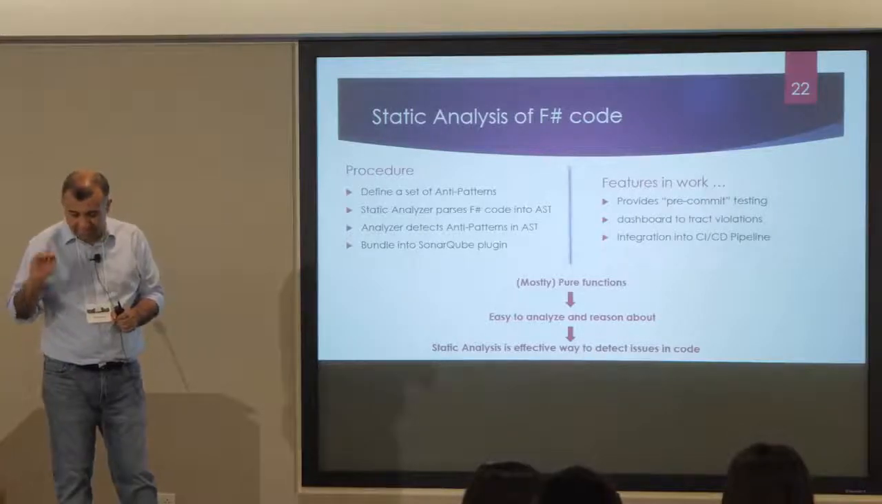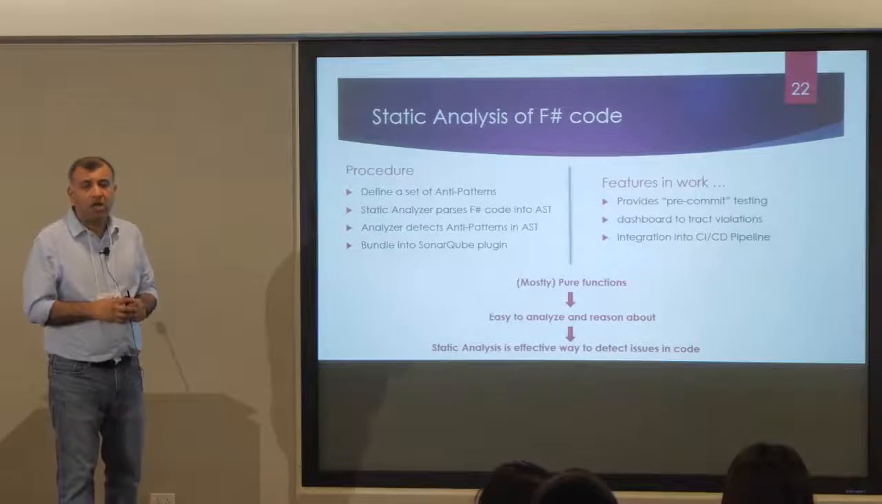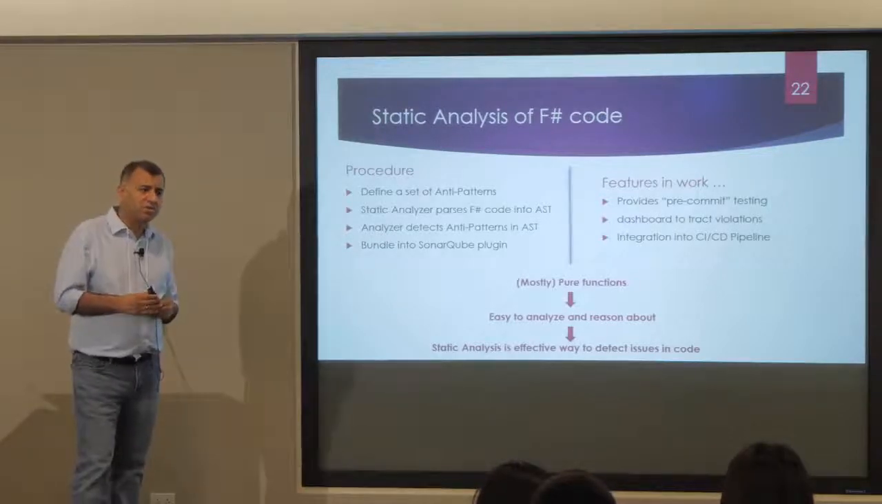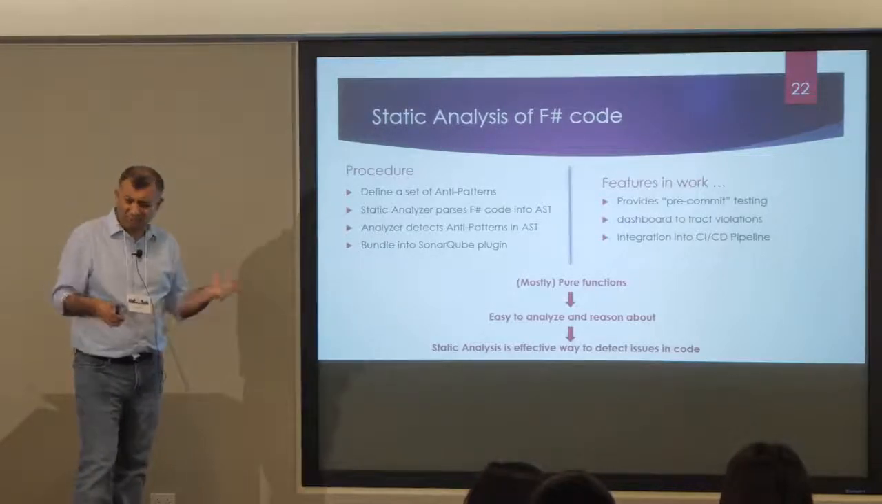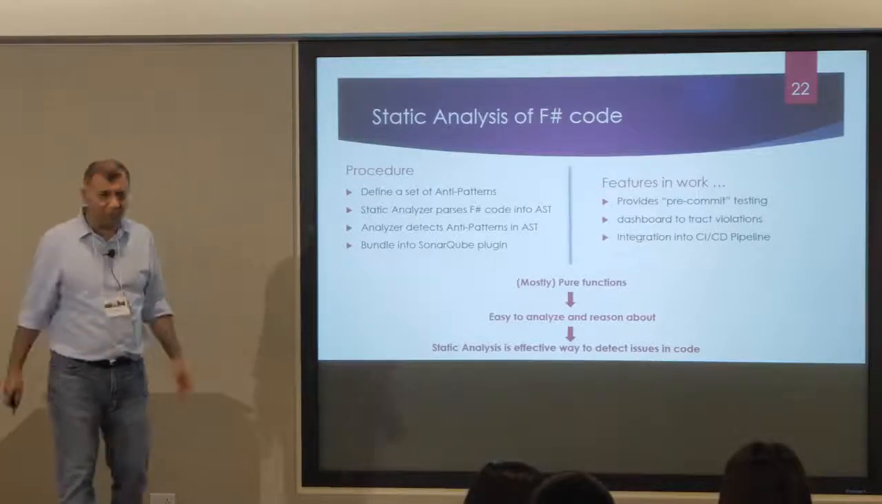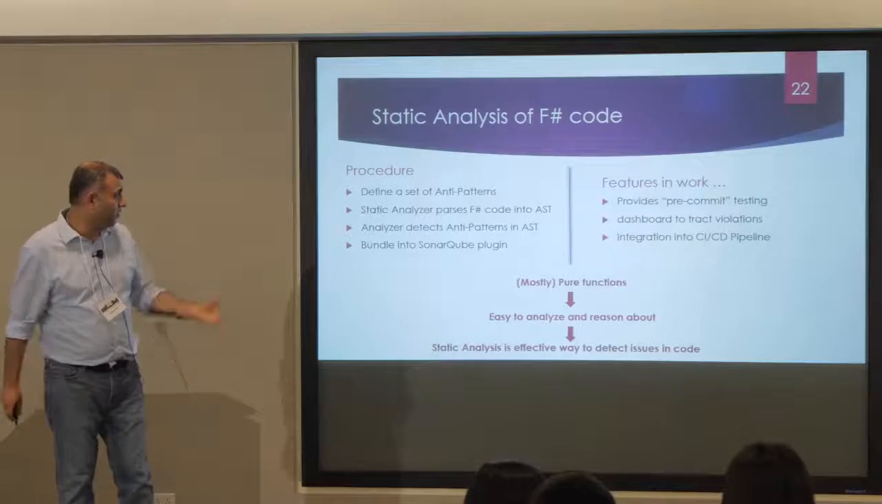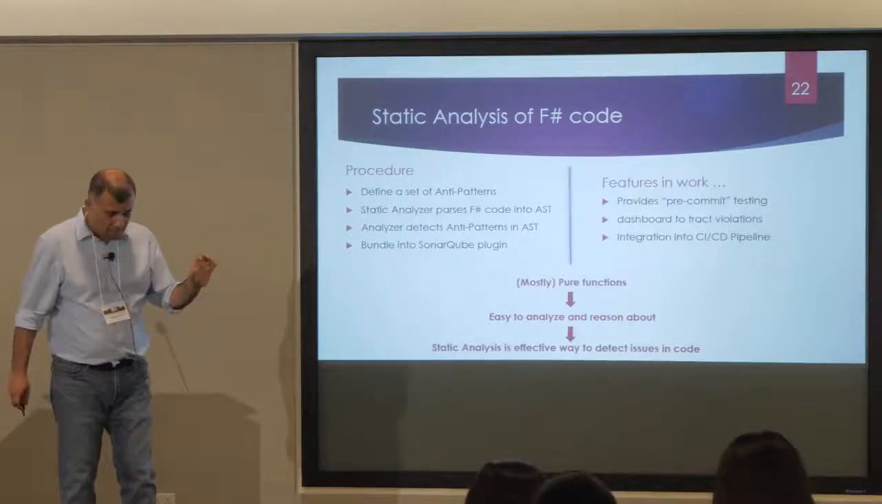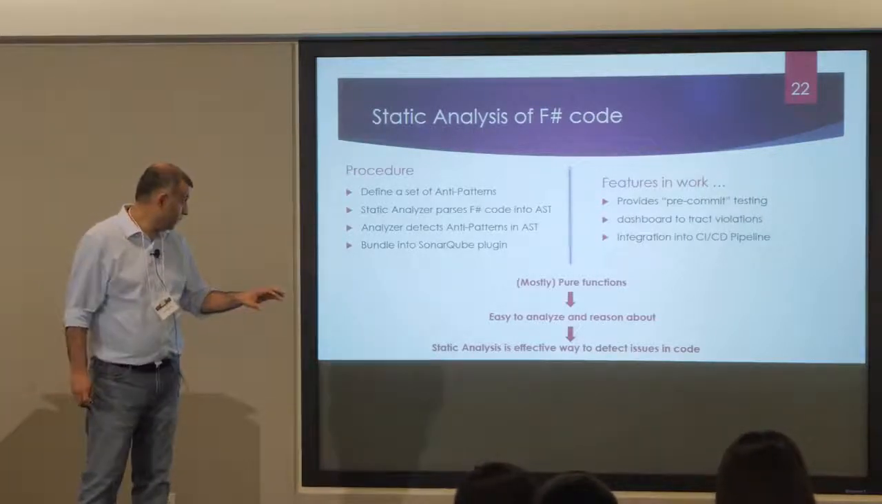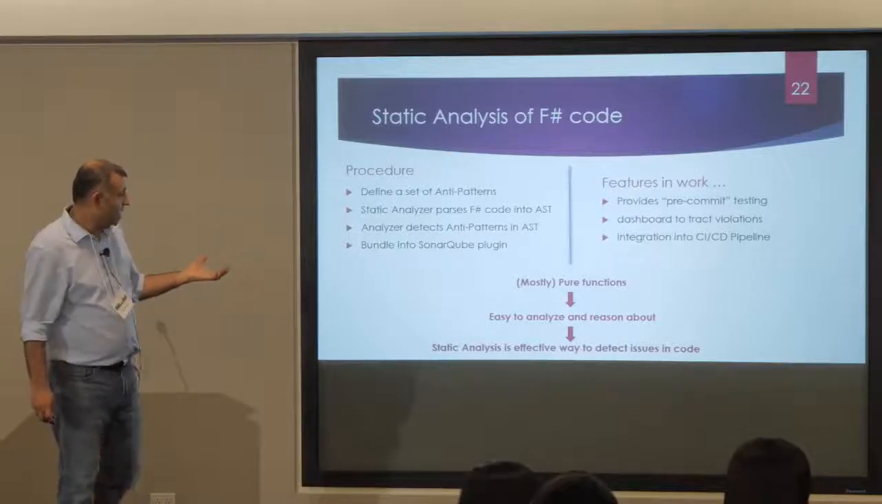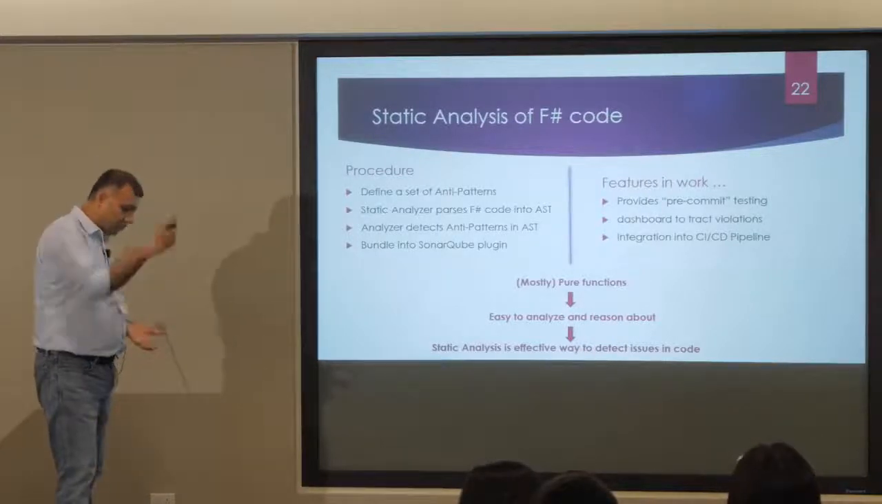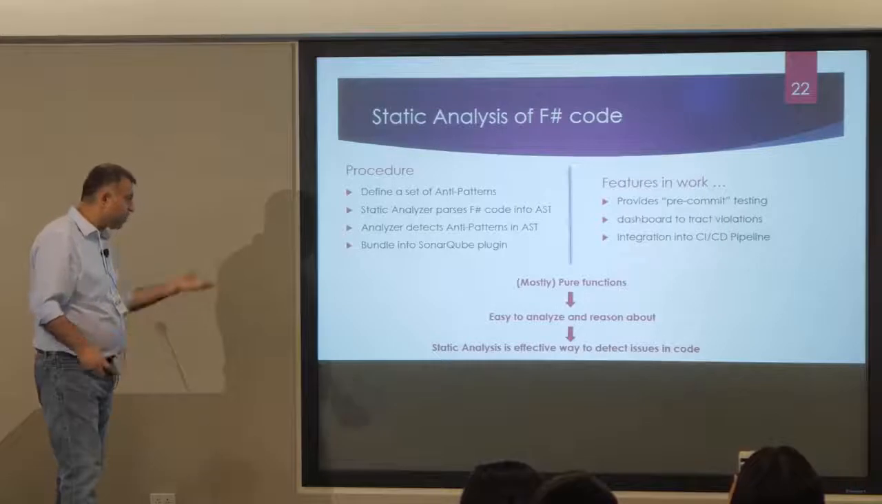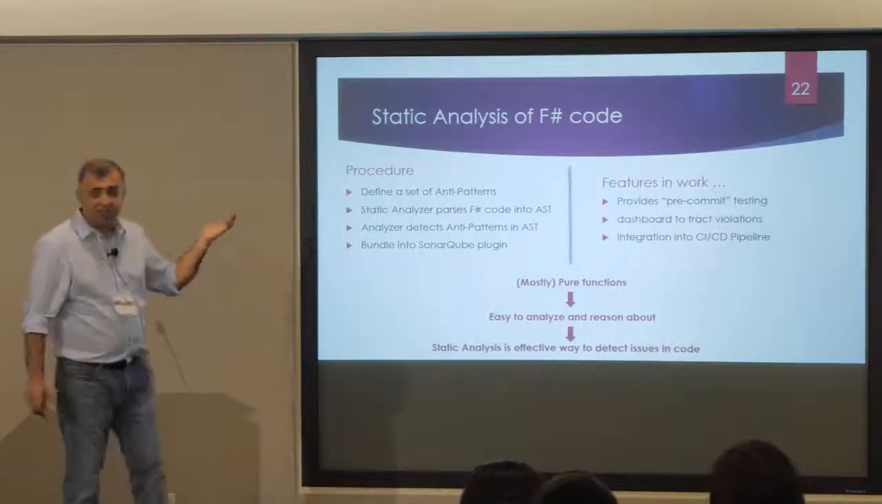So the static analyzer parses this code and builds it into an AST. F# actually comes with an analyzer. It's called F# compiler services. So you don't really have to have the grammar and all that defined on your own. It's built in, right? You can import it as a library, and it imports the AST. And then you have the analyzer that, once you have the AST, you can walk through and detect all the patterns. And we bundle it in what we call a SonarQube plugin.